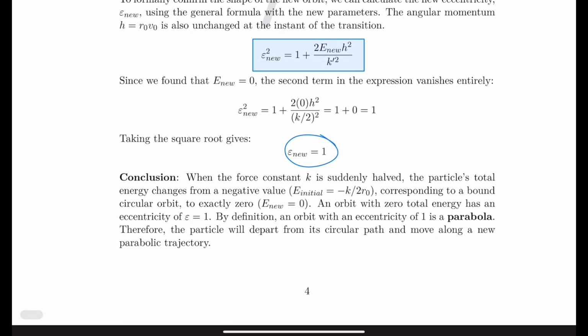So let us write the conclusion: when the force constant k is suddenly halved, the particle's total energy changes from a negative value, corresponding to a bound circular orbit, to exactly 0, which is a parabolic orbit. An orbit with total energy 0 has an eccentricity of 1. By definition, an orbit with eccentricity 1 is nothing but a parabola. Therefore, obviously, the particle is going to depart from its circular path and move along a new parabolic trajectory.